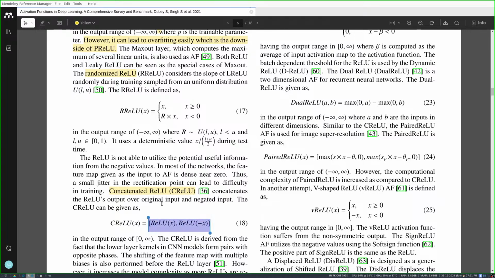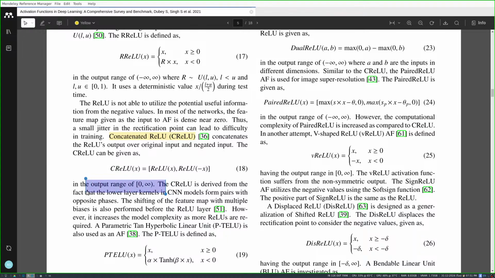Okay. The lower kernels in CNN models form pairs with opposite phases. A shifting in the feature map with multiple biases is also performed below. However, it increases the model complexity as more ReLUs are required. Okay.